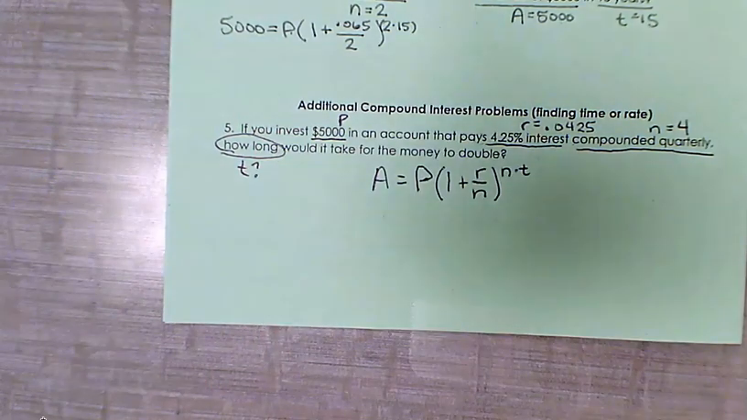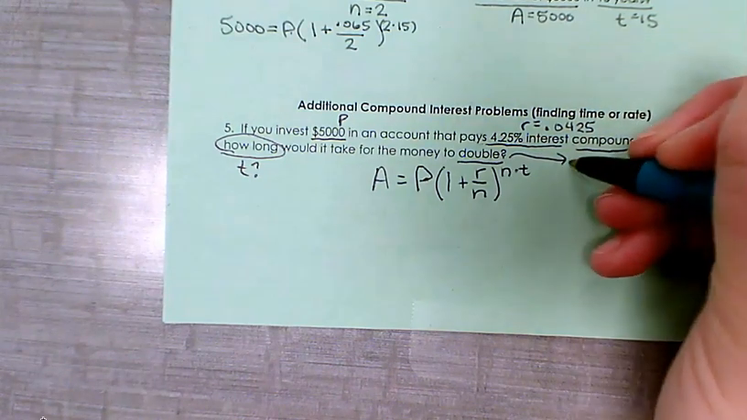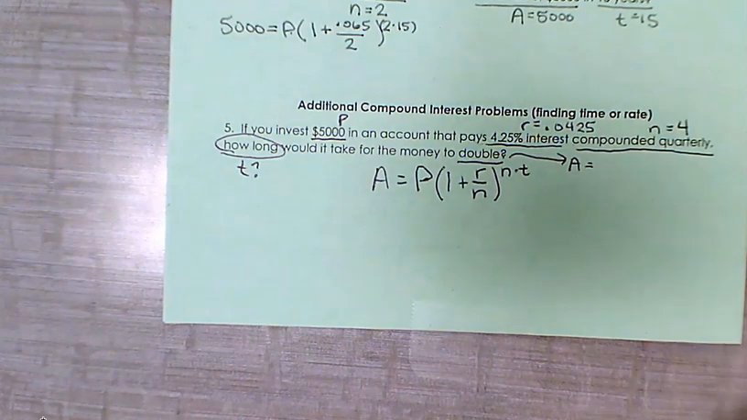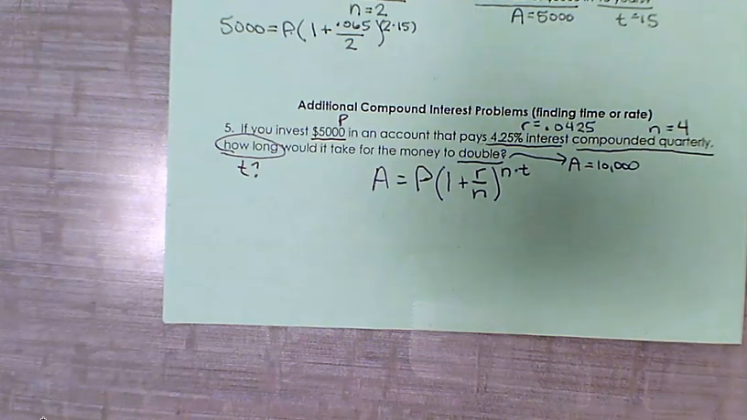How long would it take for the money to double? Now, it doesn't expressly say how much our ending amount is, but if you double that investment amount of $5,000, what should you end with? Nice, $10,000. Okay. So we're going to take all of those pieces and we're going to put them in their correct spot.